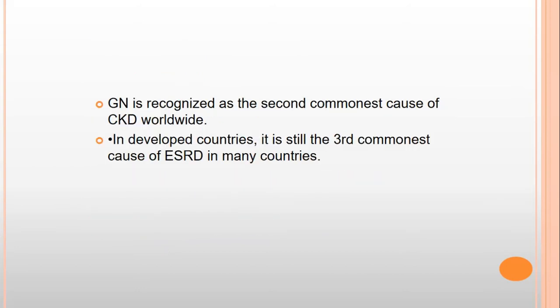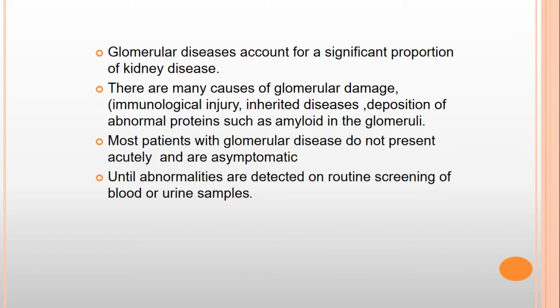So GN, glomerulonephritis, is recognized as the second commonest cause of chronic kidney disease worldwide. In developed countries, it is still the third commonest cause of end-stage renal disease in many countries. CKD has basically 5 stages, and the last stage is called end-stage renal disease. The glomerular disease accounts for a significant proportion of kidney disease.